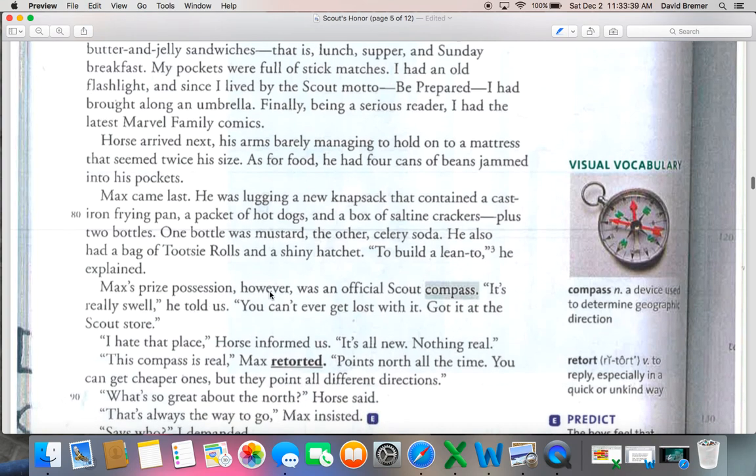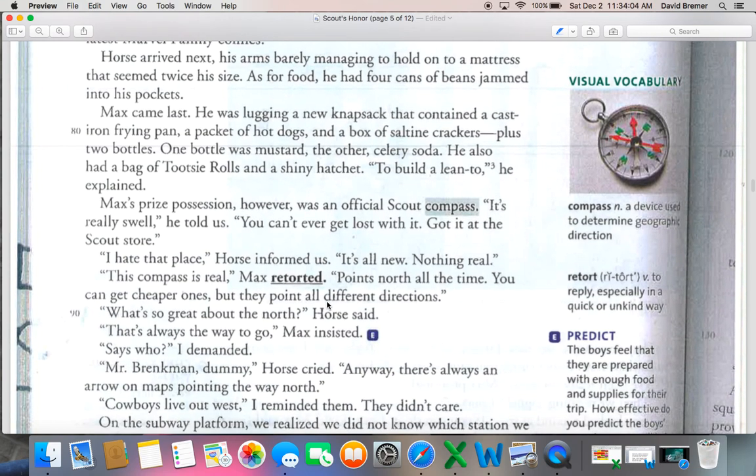Max's prized possession, however, was an official scout compass. "It's really swell," he told us. "You can't ever get lost with it. Got it at the scout store." And here's kind of an example of what he has. A compass is a device used to determine your direction. And as you probably know, the needle here will most generally point to the north. And they're going to have some issues with that later.